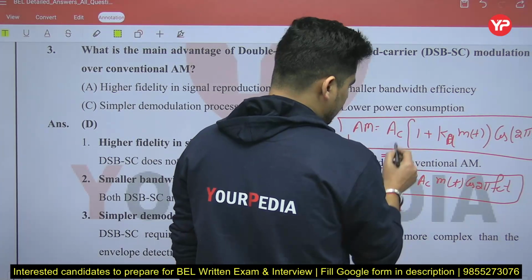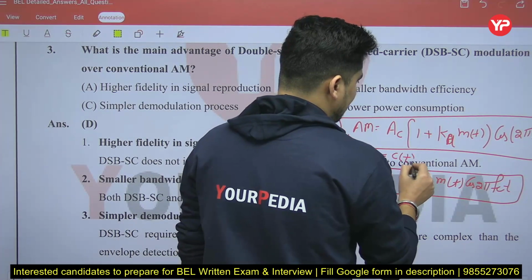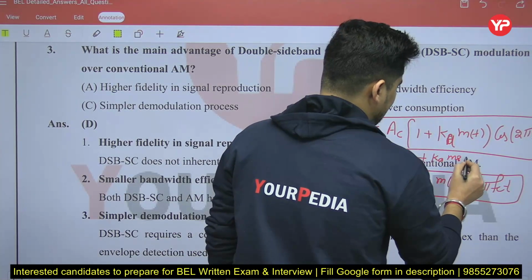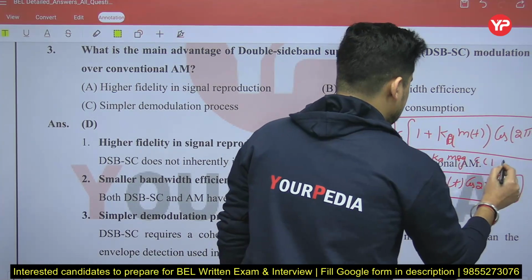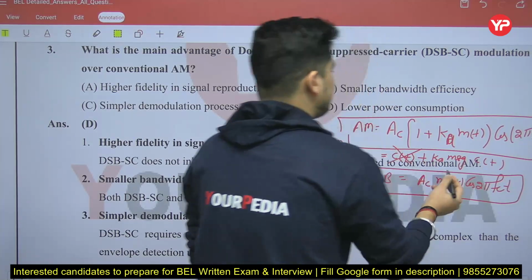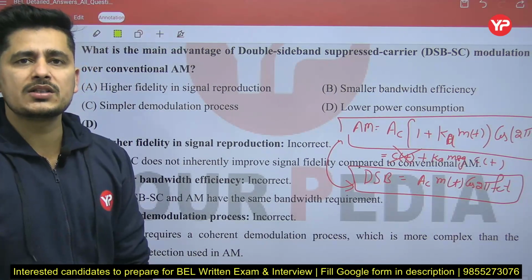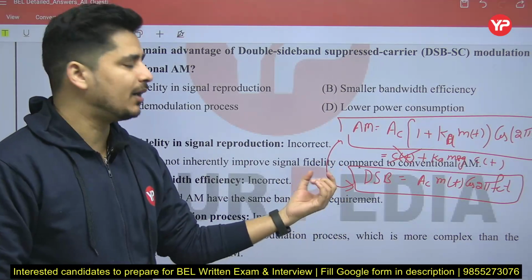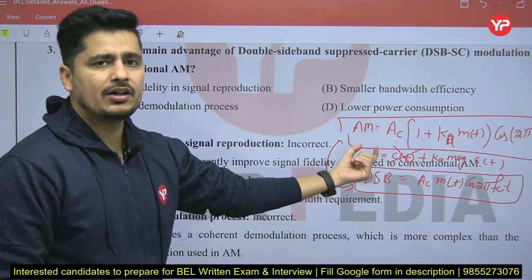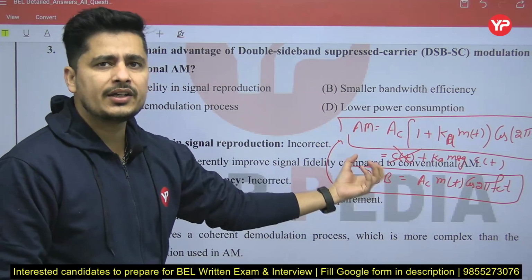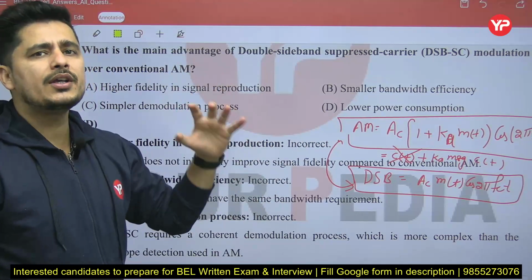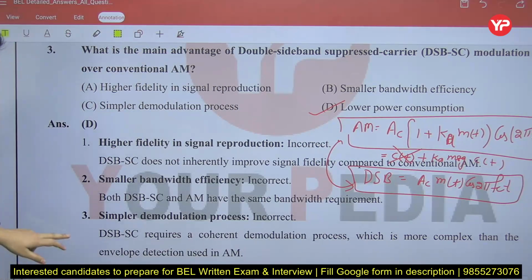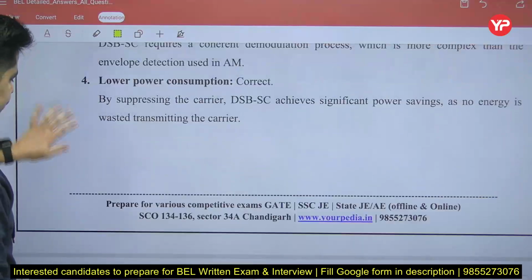If you completely write it, that is the carrier signal plus ka times the message signal into the carrier signal. So basically if I remove this carrier, we will be left with the DSB signal. Most of the power in your AM signal is carried by the carrier power, right? So if you remove that carrier, the power consumption of DSB will become lower. So what will be the answer? The answer will be D. Okay.